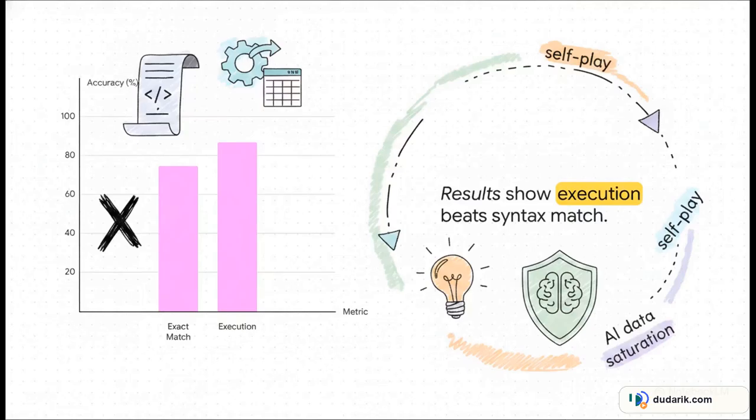The data here is super telling. We've seen exact string match of about 75%, but an execution accuracy of over 87%. This proves a really vital point for us. Exact match is nice for debugging, sure, but getting a spreadsheet formula that actually works without throwing an error, that is what users actually care about for their day-to-day productivity.